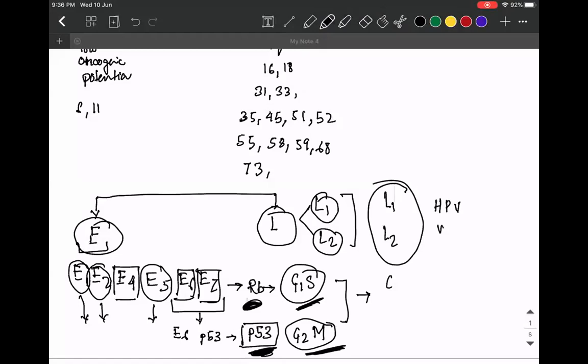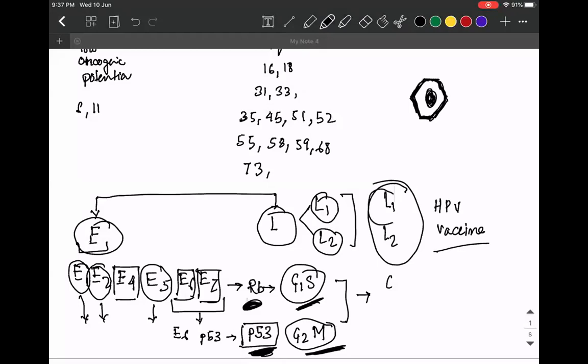So can you repeat that regarding L proteins? Okay, so L proteins are responsible for the capsular coat of the virus. We know that all viruses have a capsular coat, and inside it has the nuclear material, right? So the capsular part is basically formed by L1 and L2. The major one is the L1 and the minor one is the L2.